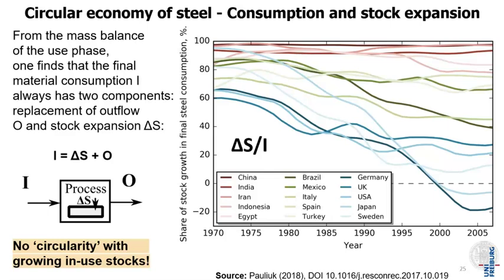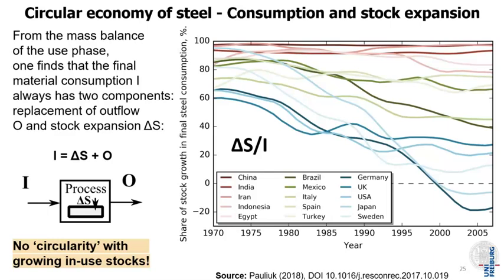Countries like China or Indonesia or Egypt are close to 100%, meaning almost all of their steel consumption goes into stock change, expanding stocks. Countries with mature stocks like UK or USA or Japan have much lower ratios. This means that 100% minus this share, this is the outflow over the inflow according to the equation on the left. This share goes into maintaining stocks. So some countries are close to zero or even below zero because their steel stocks have stabilized or are slightly shrinking. In this case, only in this case, you can have the chance of a circular economy.